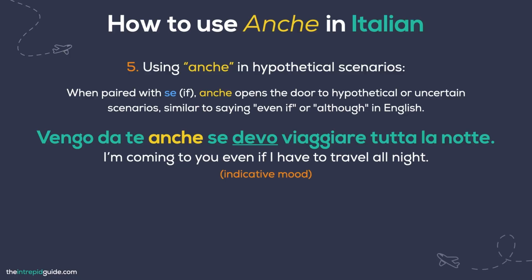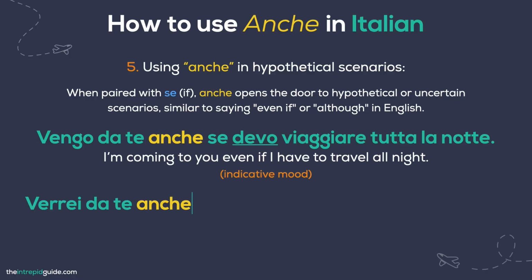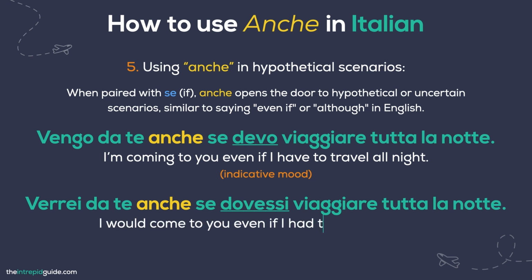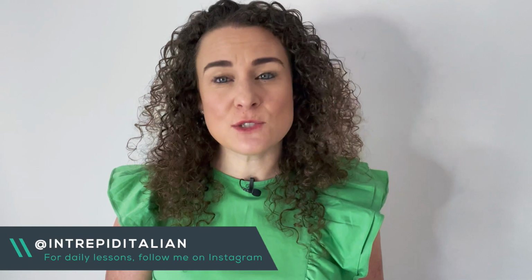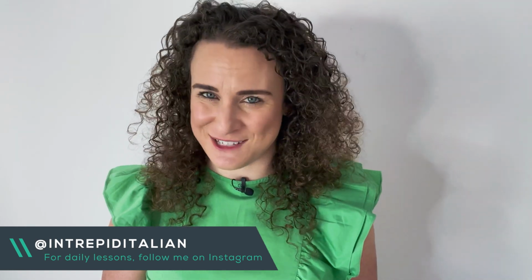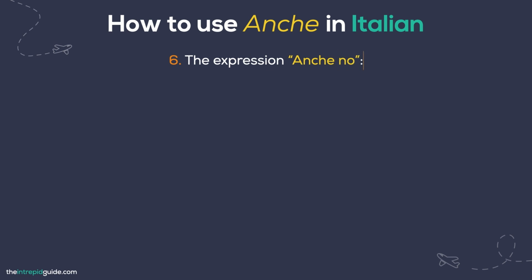Here, the speaker is determined to go, no matter the challenge, and the verb in the indicative mood conveys certainty in their decision. While on the other hand, you could say, Verrei da te anche se dovessi viaggiare tutta la notte. I would come to you even if I had to travel all night. In this case, it's not clear if the speaker will go, and this uncertainty is reflected in the use of the subjunctive mood. We also use anche in the expression Anche no.